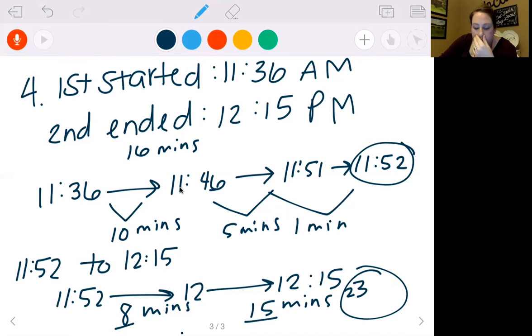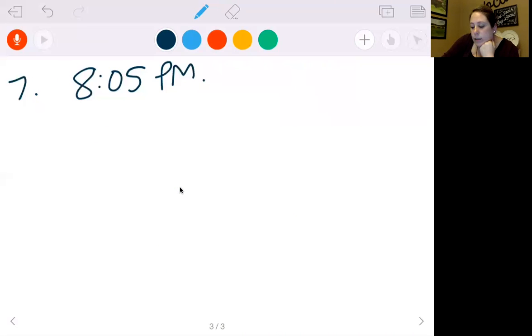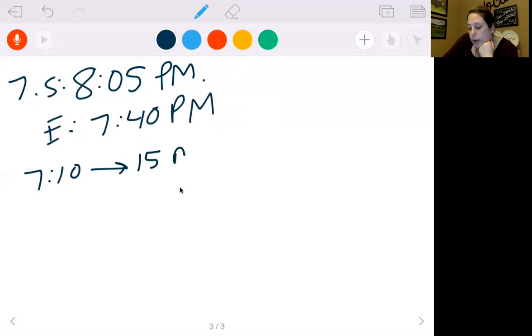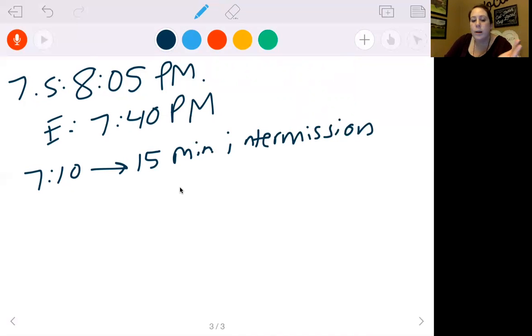Let's do number 7. A show started at 8:05 p.m. and ended at 7:40 p.m. There was a 15-minute intermission that started at 7:10 p.m. So all we're doing right now is kind of writing down any notes. If you don't know what an intermission is, it's like a little break. How many minutes long was the play? So we can't count all of it because 15 minutes of it was the intermission. So that's not part of the play.